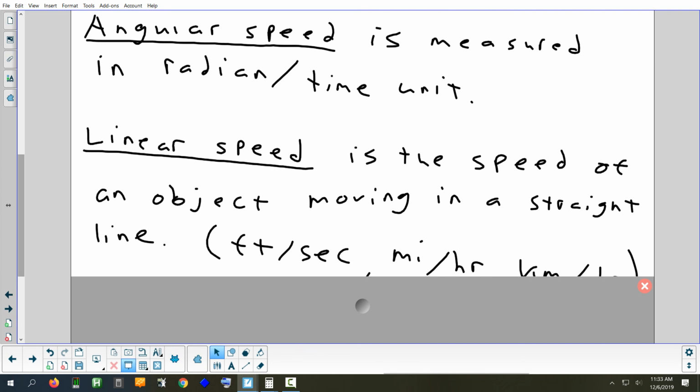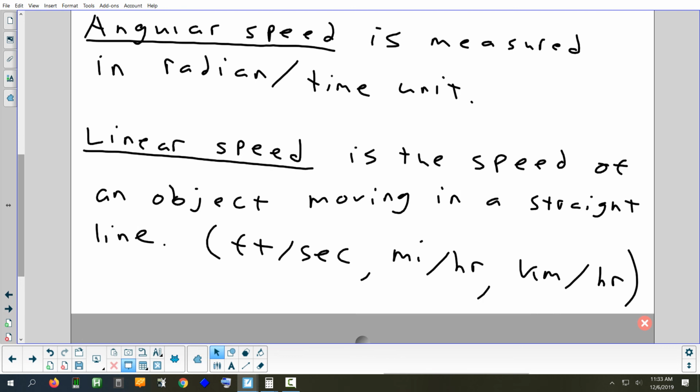Versus linear speed, that's the speed I told you of something moving in a straight line. Some common units for that are feet per second, or how many miles traveled per hour. In Europe or other countries, it's kilometers per hour. I mean, you can use any length unit that you know divided by any time unit that you know, and that is linear speed.